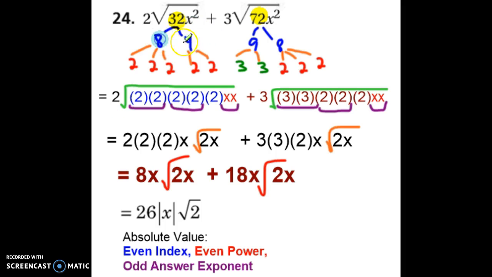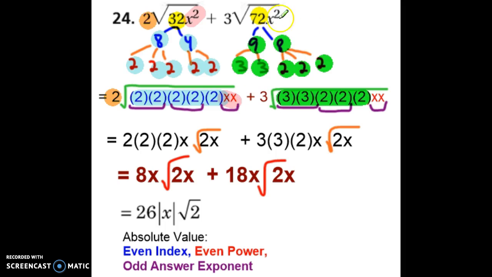So I'm going to factor 32, 8 and 4, and that's how I got all these 2s. So that's where all those 2's came from. Notice 2 is not under the radical, so it stays not under the radical. Then I factor 72, I get 9 and 8, I factor 9, and then I factor 8. That's where I got those. I also factor my x squared, so I got x and x.